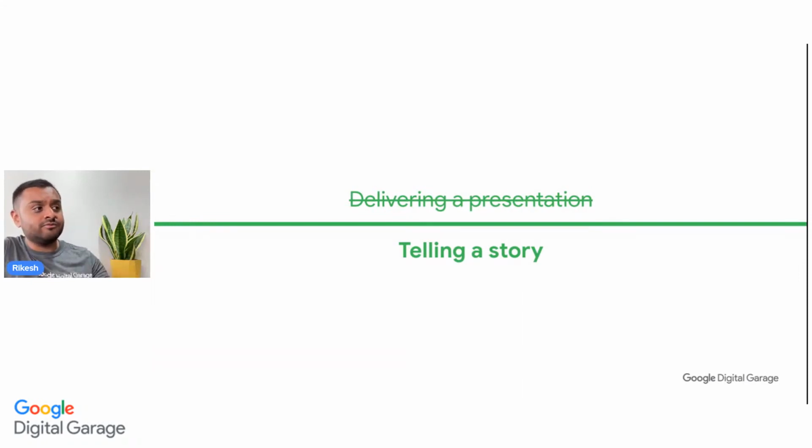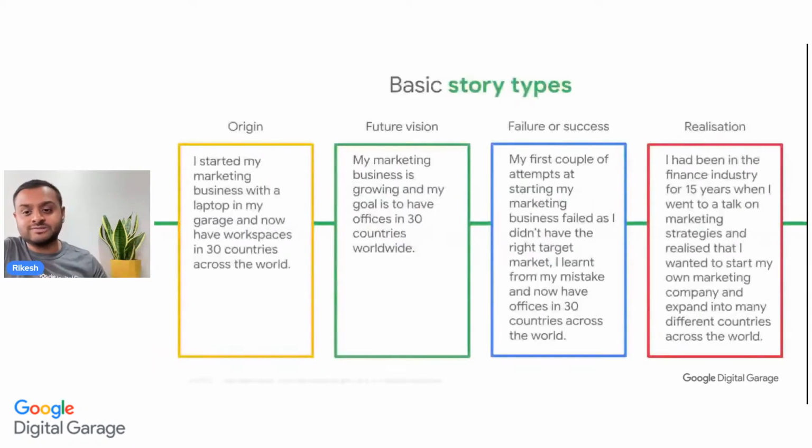Now, there are 4 basic story types. These are actually based upon the works of an author called Christopher Booker, who has a book called The 7 Basic Plots: Why We Tell Stories. But the 4 basic story types you can see here on screen.